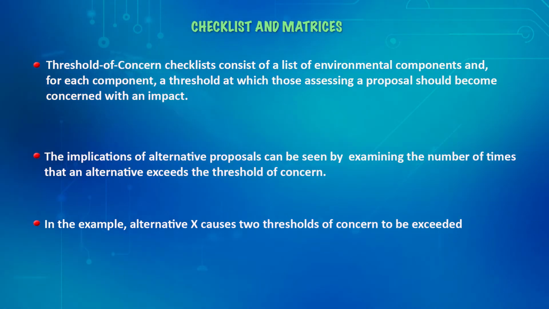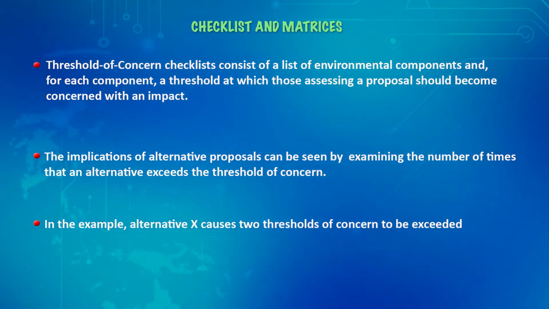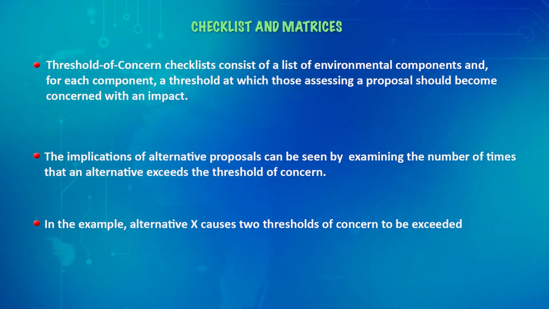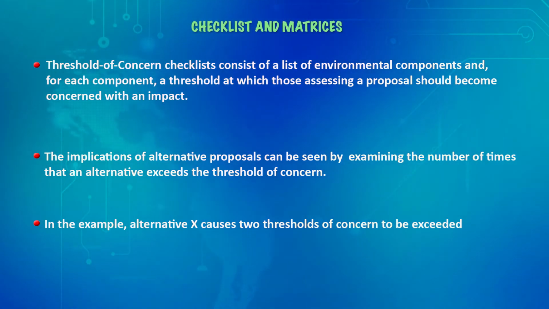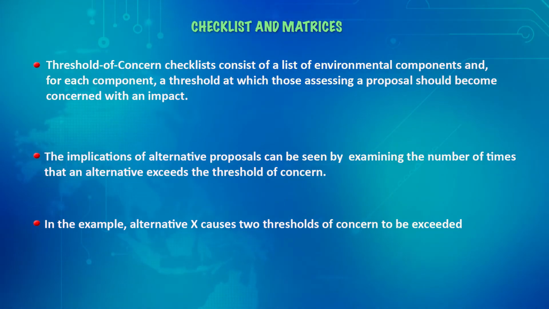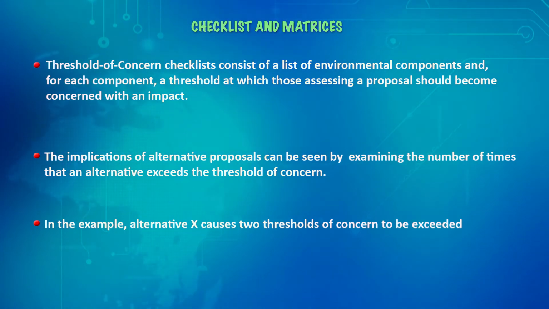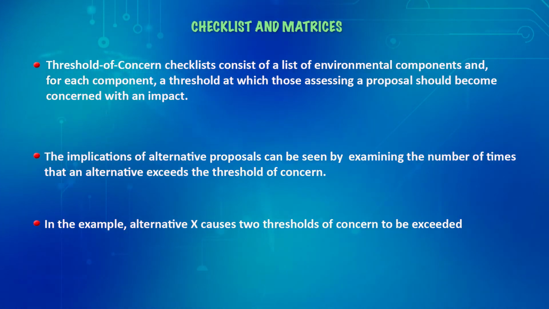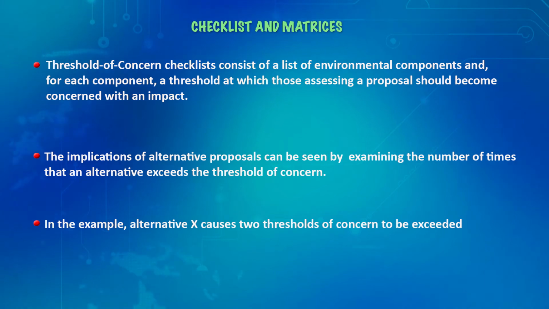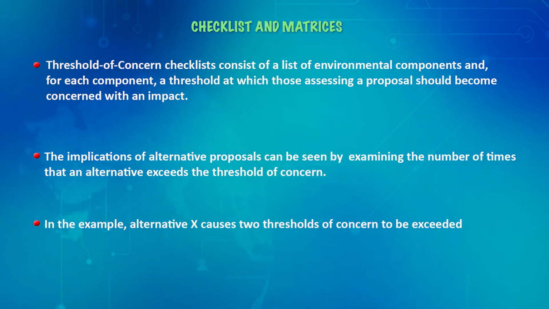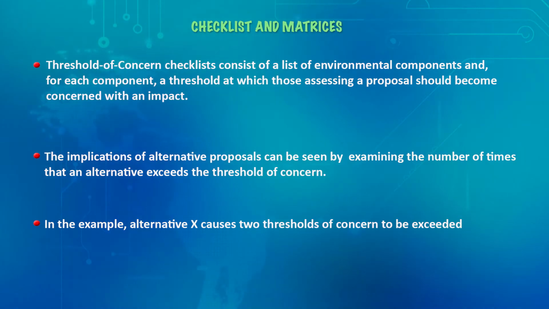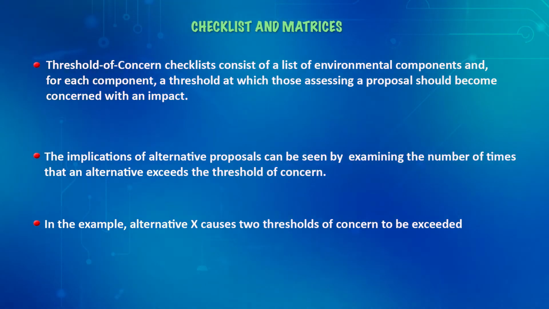So we will be examining those things, and we will be trying to find out the number of times that an alternative exceeds the threshold of concern. Okay. So based on that, we will be examining that particular alternative, whether it is beneficial or not beneficial. Based on that, we will be selecting those alternatives which have a minimum number of thresholds exceeded. So this is basically about the threshold of concern checklist. So now let us go into the second method.